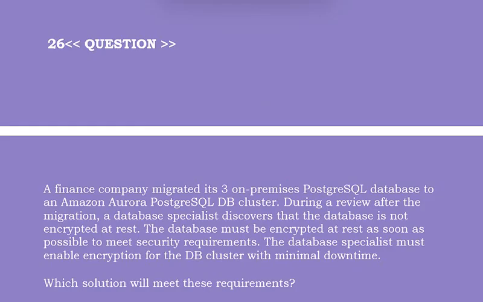Question is, a finance company migrated its three on-premises PostgreSQL database to an Amazon Aurora PostgreSQL DB cluster. During a review after the migration, a database specialist discovers that the database is not encrypted at rest. The database must be encrypted at rest as soon as possible to meet security requirements. The database specialist must enable encryption for the DB cluster with the minimal downtime. Which solution will meet these requirements?